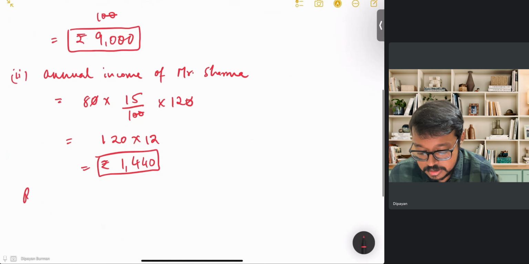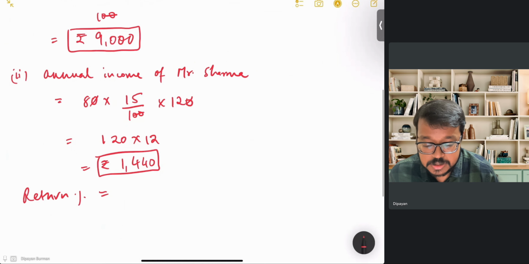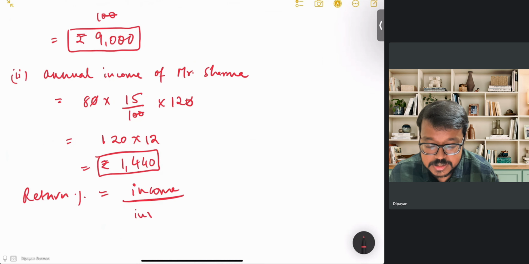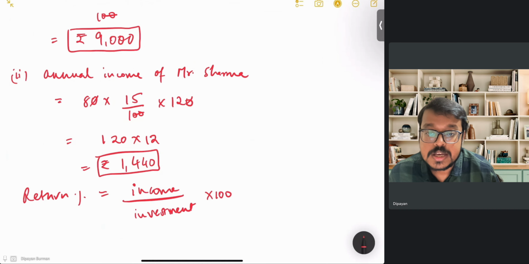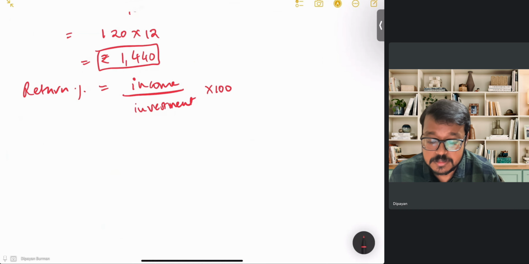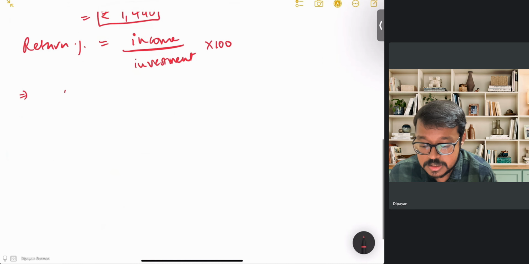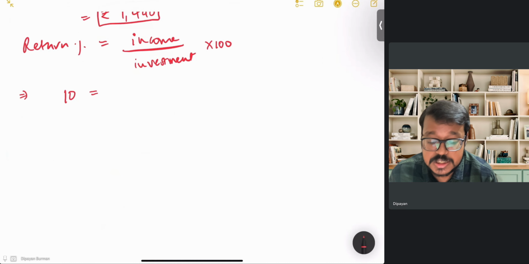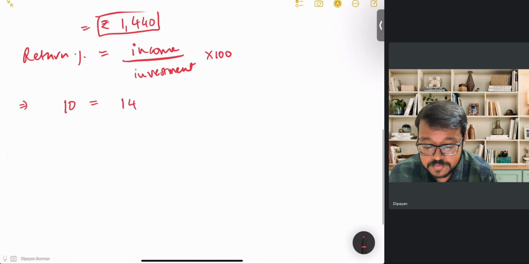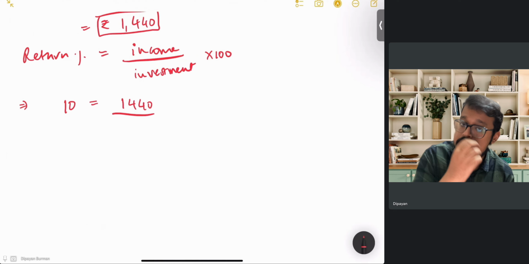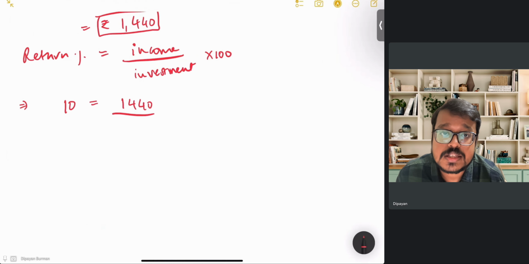So we know that return percent is equal to my return or my income, my annual income over my investment, which is also the sum invested into 100. This is the definition of rate of return or return percent. So if I plug in the values, return percent given as 10%, income we have calculated 1440, and investment is same as sum invested, and that is equal to the number of shares into the market value, sum invested, right?